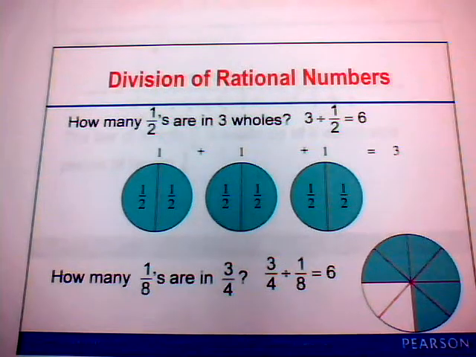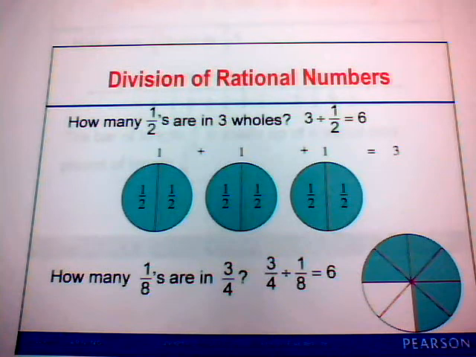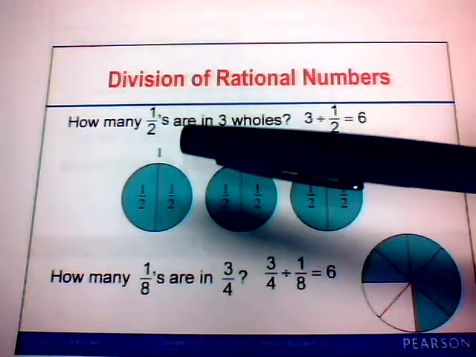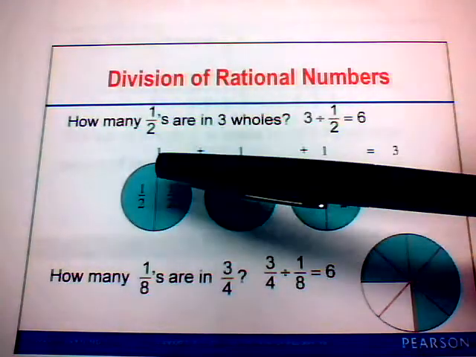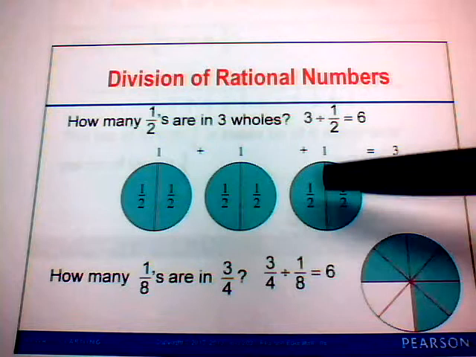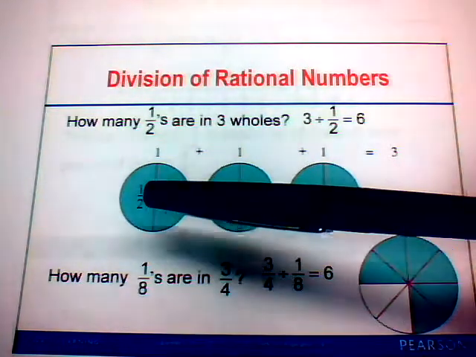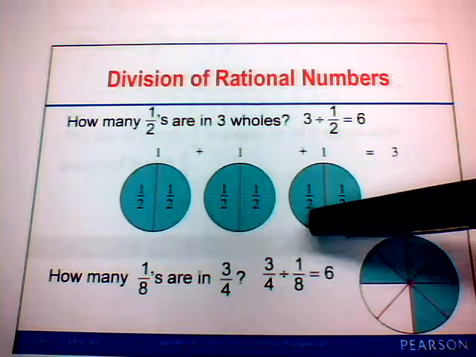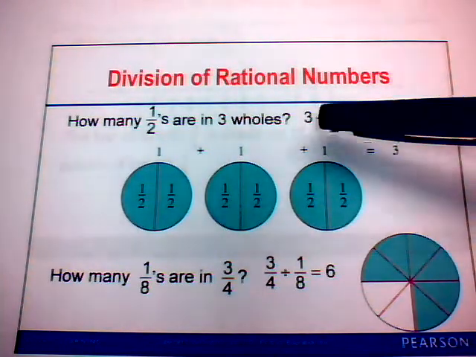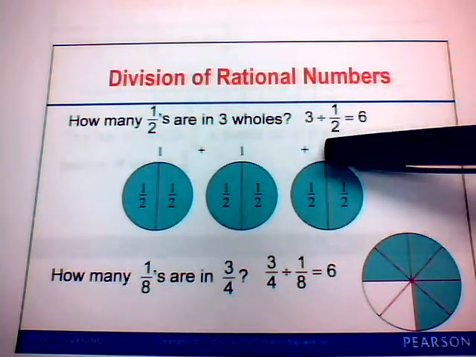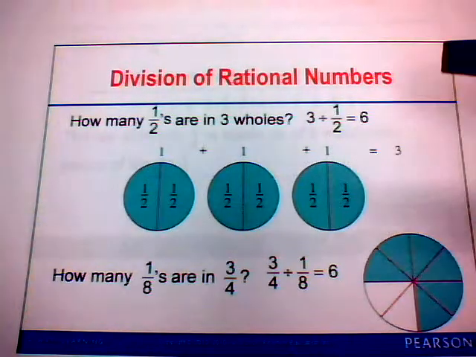Okay. How many 1/2s are in 3 wholes? Now you'll think of this as 3 divided by 1/2. Okay, so here are 3 wholes. Each whole will be divided into halves. And we want to know how many 1/2s there are in 3 wholes. If you count these up, you'll see that there are 6 of them. So this is a representation of 3 divided by 1/2, which will give you 6.